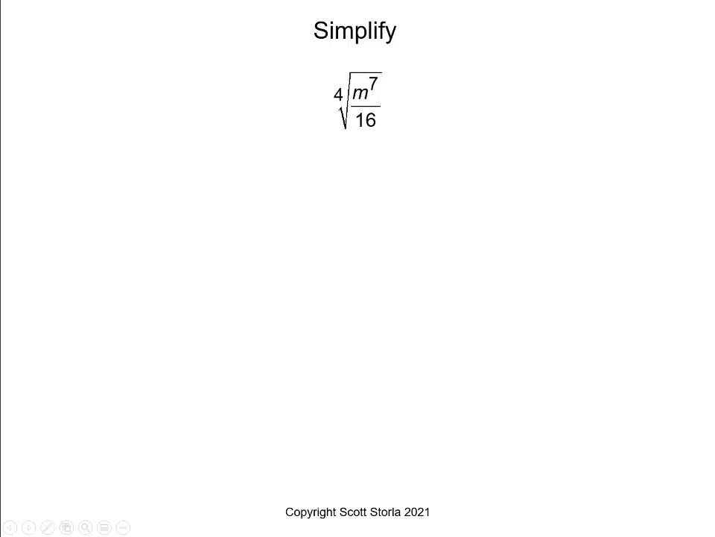How about here? First I'll use the quotient rule. Then I'll see 16 as 2 to the 4th. In the numerator, 4 goes into 7 once, so there'll be a factor of m outside, with remainder 3, so there'll be an m cubed inside. For the base of 2, 4 goes into 4 once, so I'll have a factor of 2 outside.